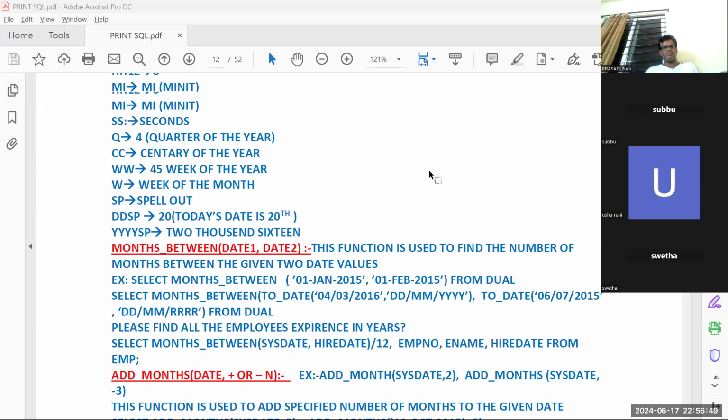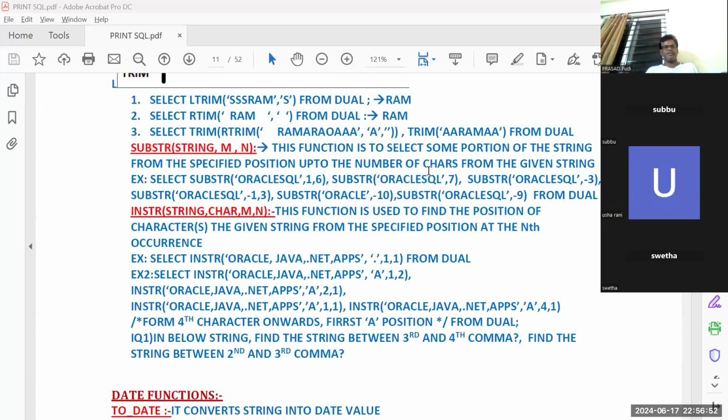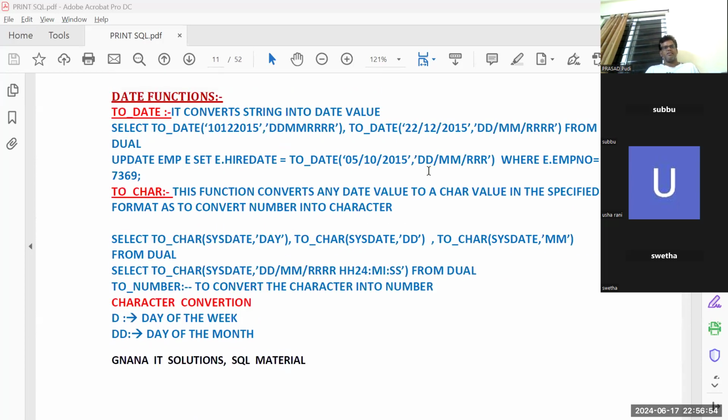So if you look at the date functions, TO_DATE is converting any string value to date, and TO_CHAR converts any date value to a character value in the specific format. Whatever format we have, it will change to that.